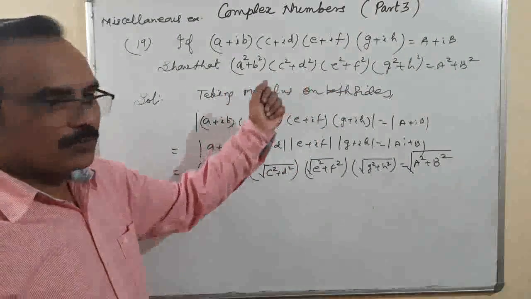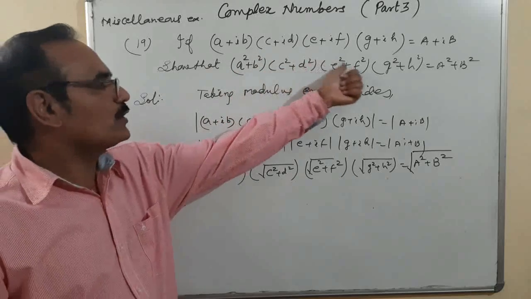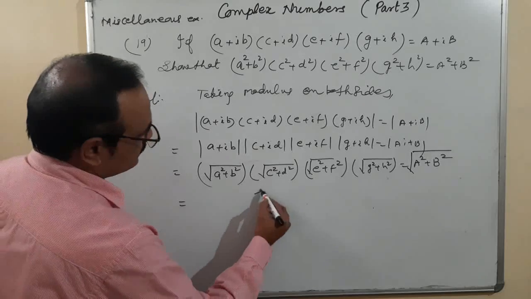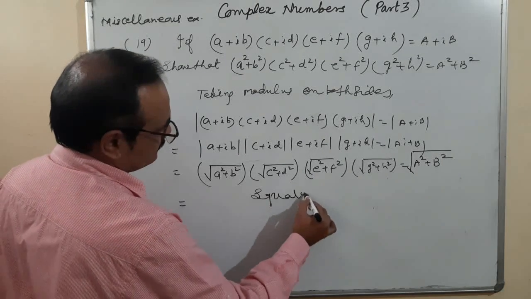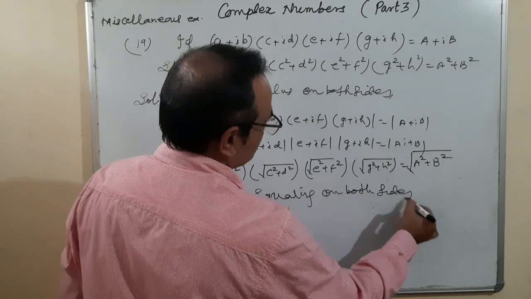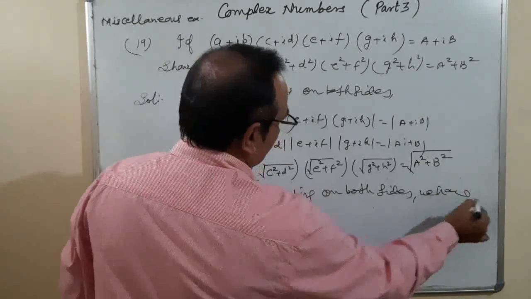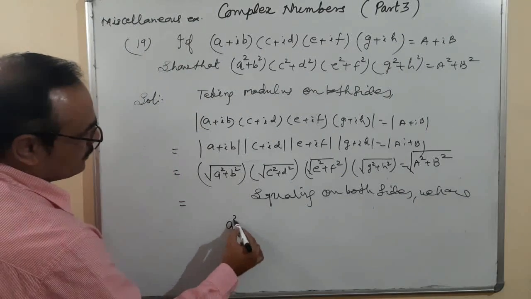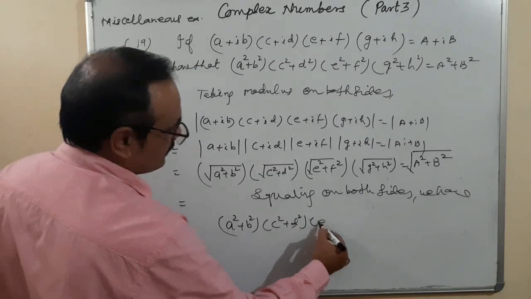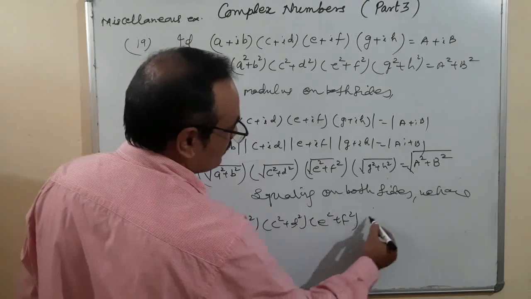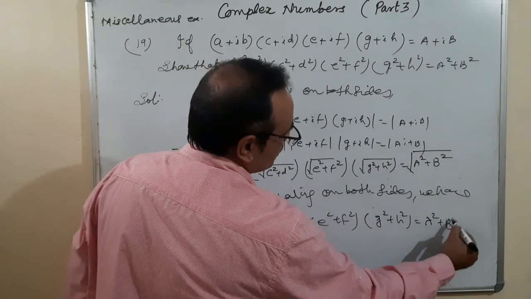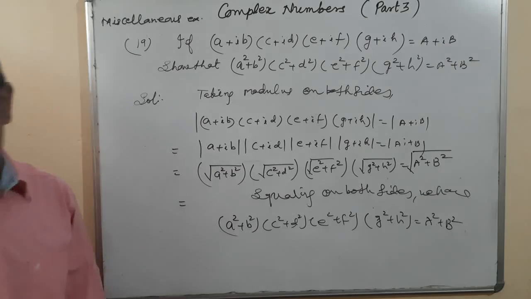We want to remove the roots. Oh, sorry, this is a proof, so there is no square root everywhere. That means squaring on both sides. Squaring on both sides, we have (a square plus b square)(c square plus d square)(e square plus f square)(g square plus h square) is equal to a square plus b square. Proved. Okay.